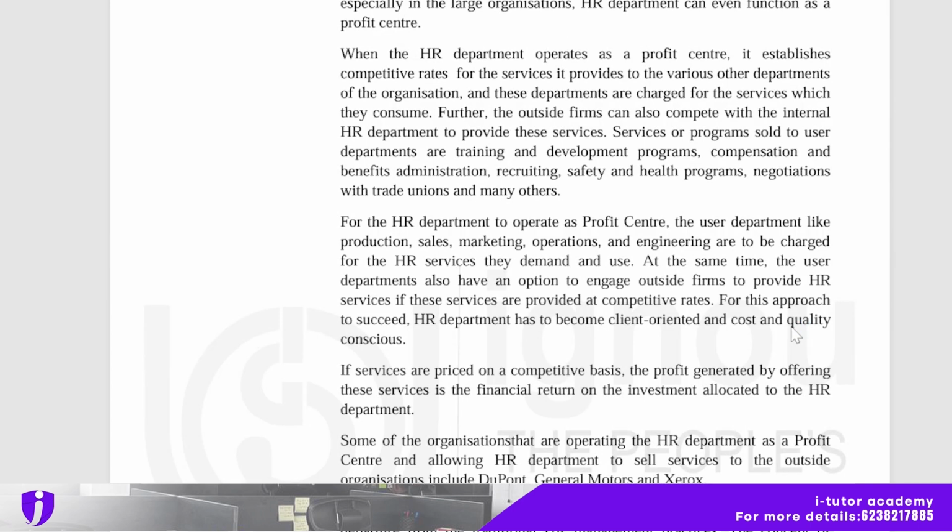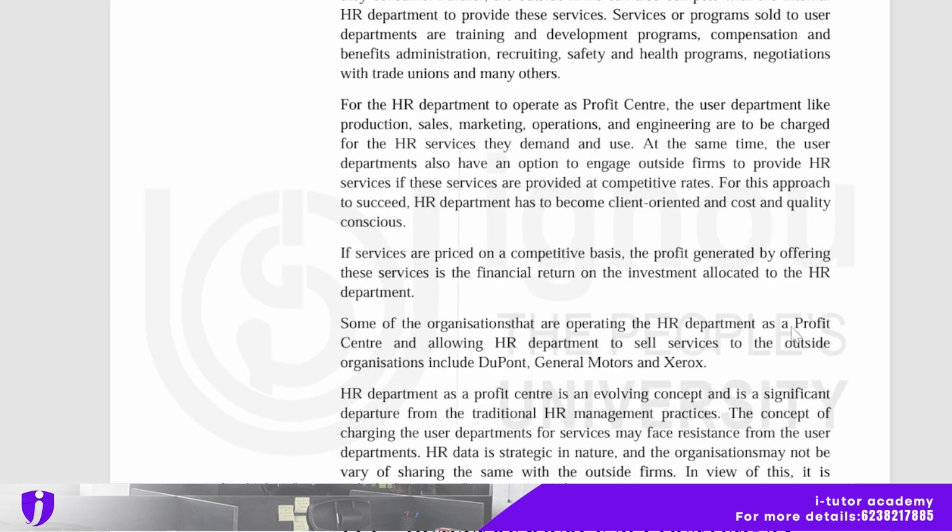it provides to the various other departments of the organization, and these departments are charged for the service which they consume. Further, outside firms can also compete with the internal HR department to provide these services. And if services are priced on a competitive basis, the profit generated by offering these services is the financial return on the investment allocated to the HR department. Some of the organizations that are operating the HR department as a profit center and allowing the HR department to sell services to outside organizations include DuPont, General Motors, and Xerox.